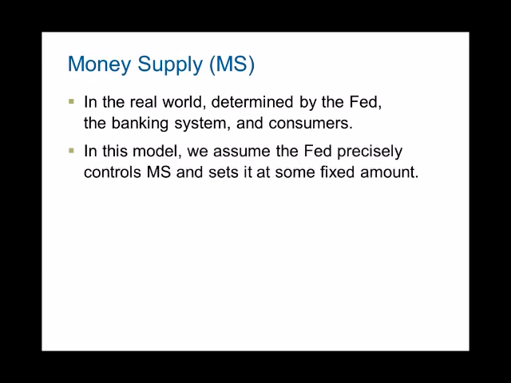In this model, we're going to assume that the Fed actually knows exactly how much money it wants to have circulating in the economy. So it fixes a certain amount, saying this is how much money I want to be circulating, and then takes a few steps to achieve that goal.